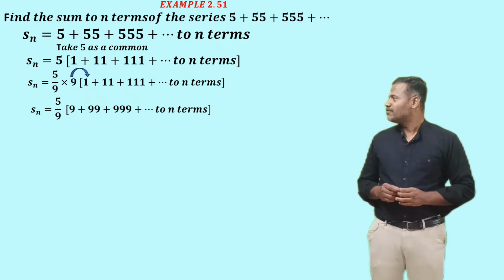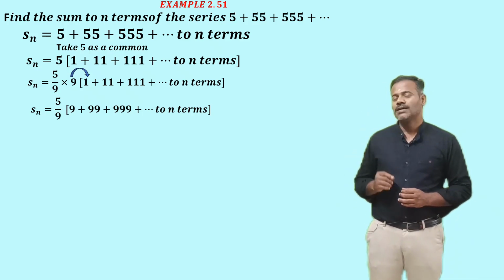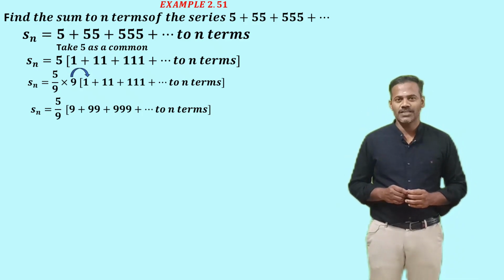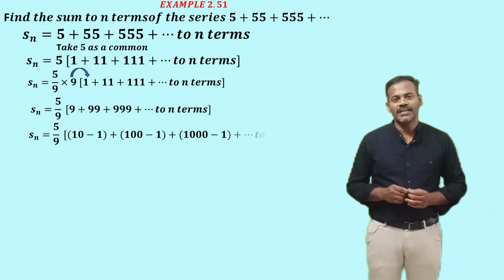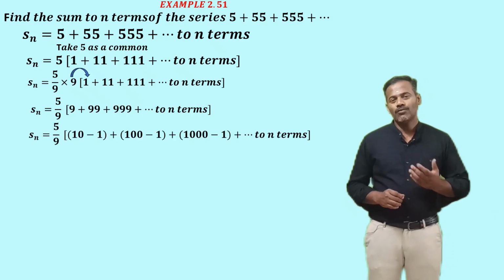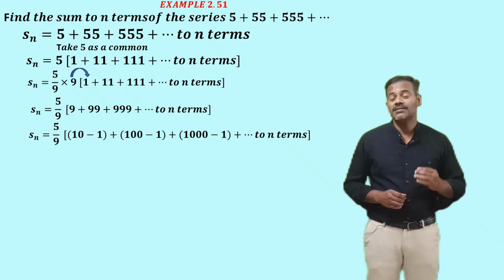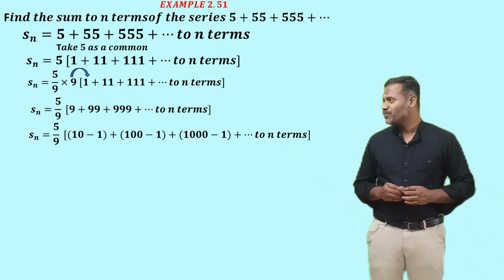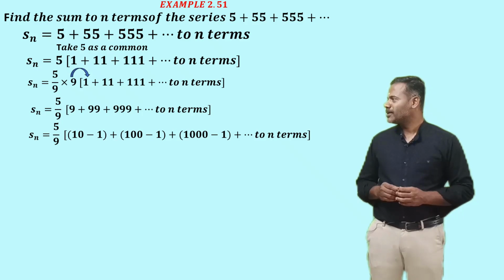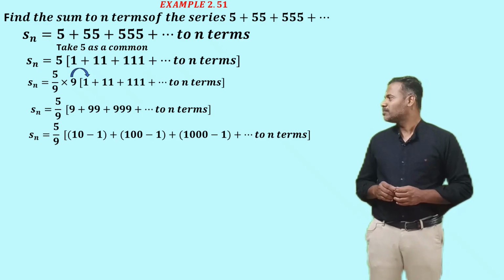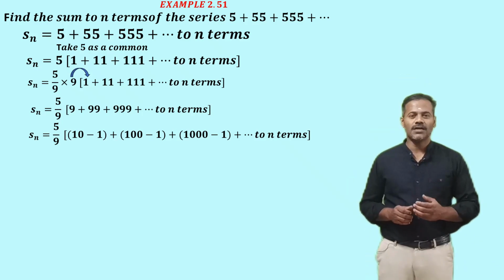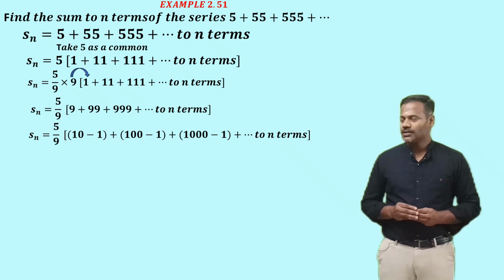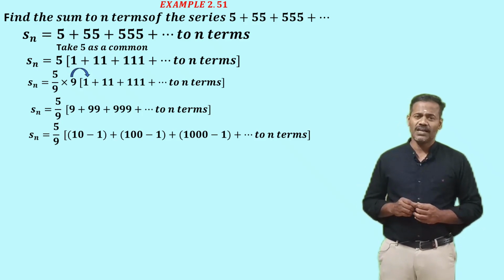Now children, in 5 by 9, the 9 can be written as 10 minus 1. What will 99 be? 100 minus 1. And what will 999 be? That will be 1000 minus 1. So 5 by 9 into 10 minus 1 plus 100 minus 1 plus 1000 minus 1 etc. up to n terms. Now children, keep 5 by 9 as it is.